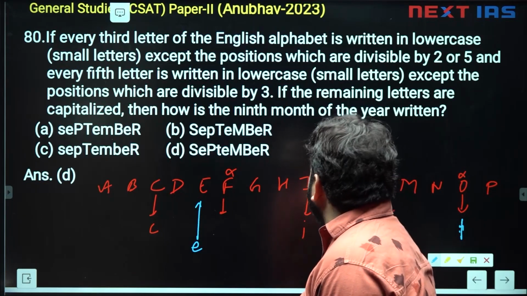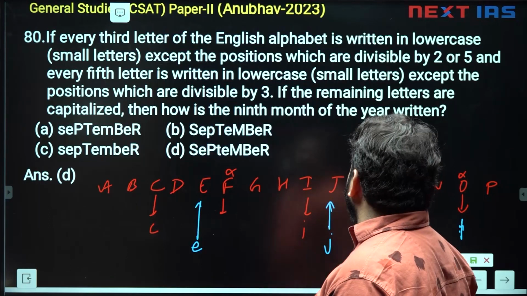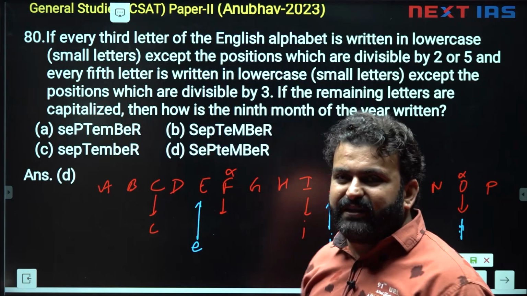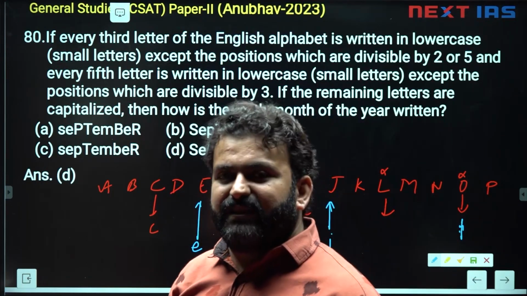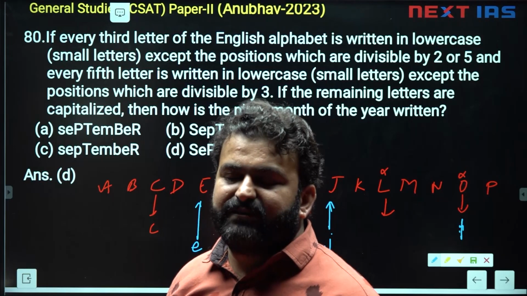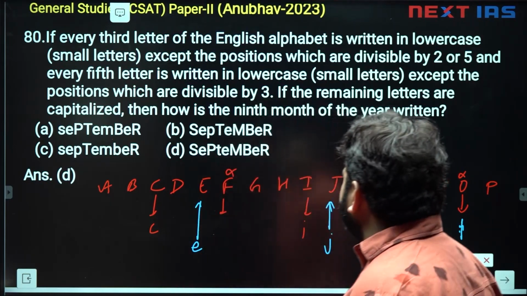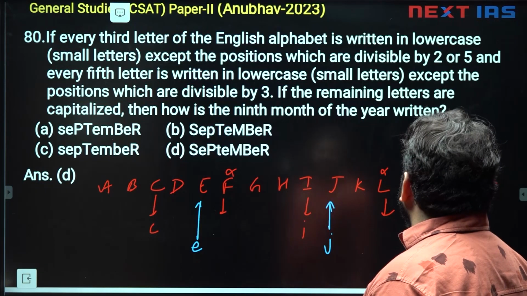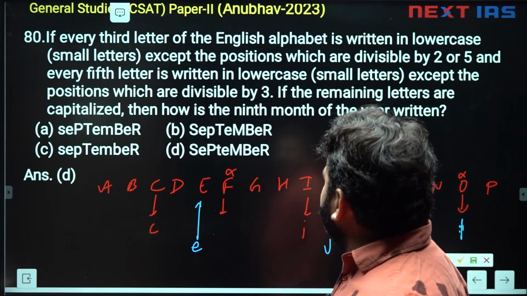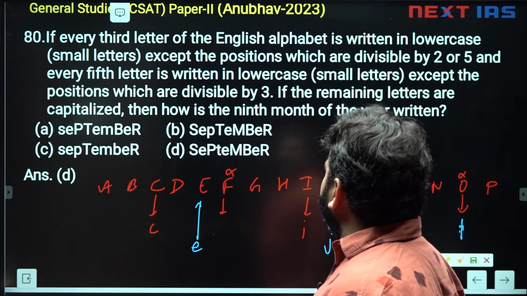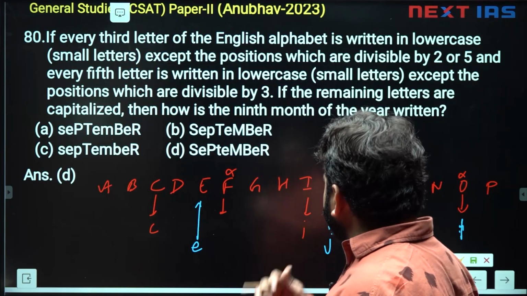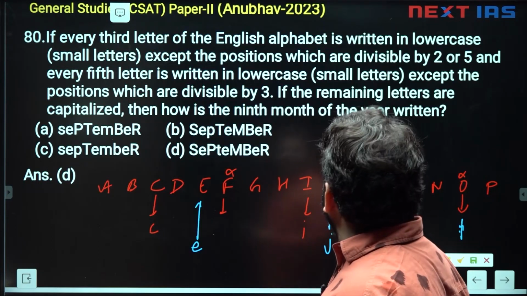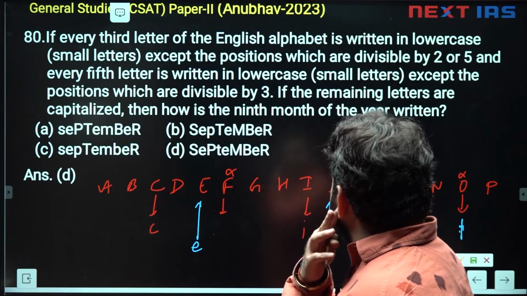How is the 9th month of the year written? That means now how will you write September? So just see which letters will be capital, which will be small, and then you find out. Okay. So here in this case, now see it is simple, easy, that S is 17th. Sorry, S is 19th, so it will definitely be capital. It is divisible by neither 3 nor 5, so it will be capital only.